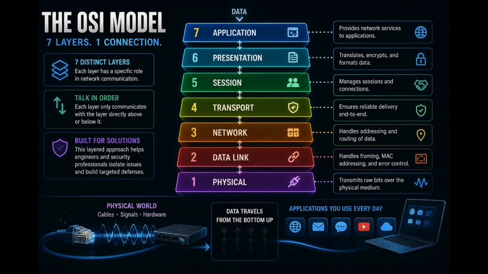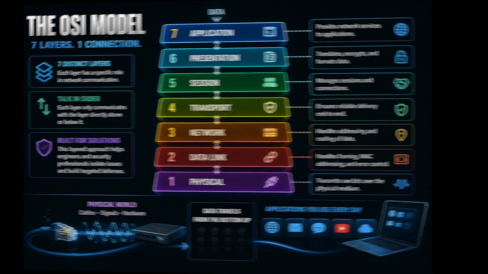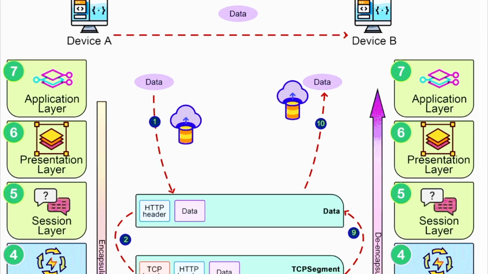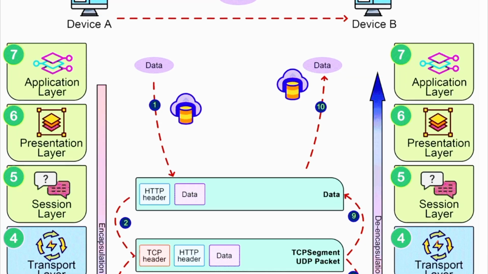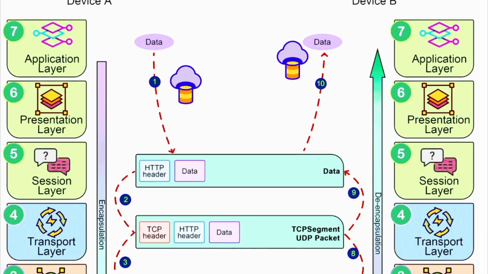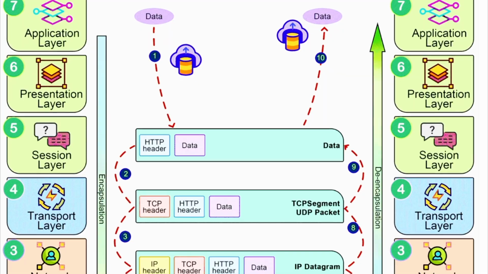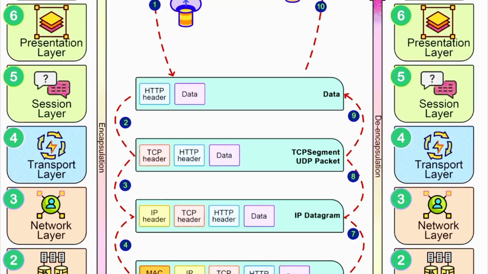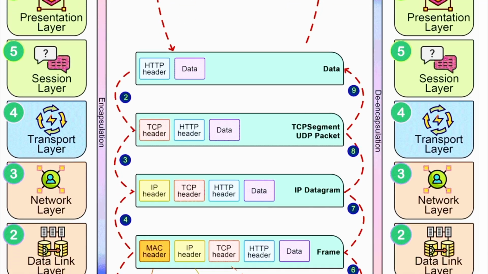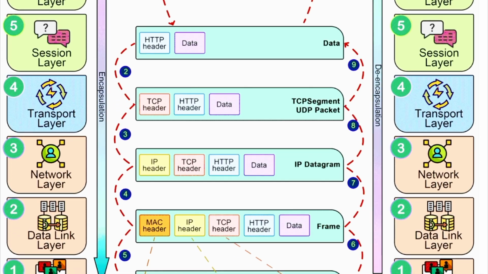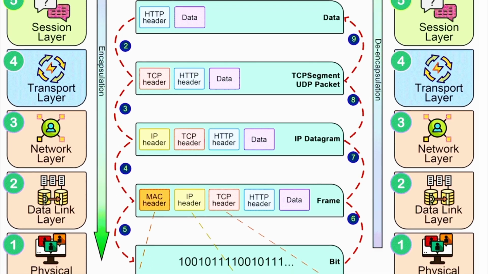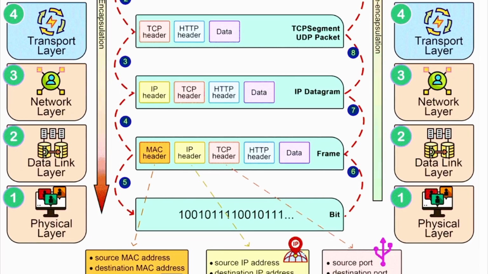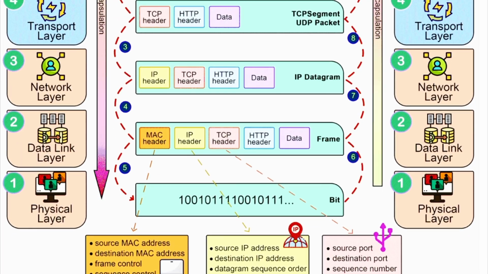Before we talk about attacks and defenses, we need to build the foundation. The OSI model breaks down network communication into 7 distinct layers. Each layer has a specific job, and each layer only talks to the layer directly above or below it. This layered approach is brilliant because it allows engineers and security professionals to isolate problems, understand exactly where something went wrong, and build targeted defenses. We are going to walk through each of these 7 layers from the bottom up, starting with the physical world of cables and signals, all the way up to the applications you use every day.